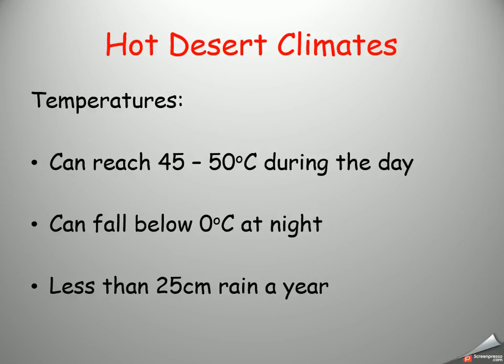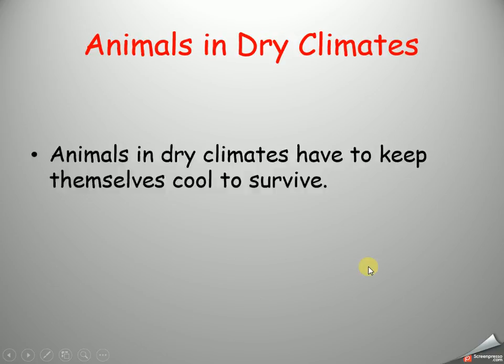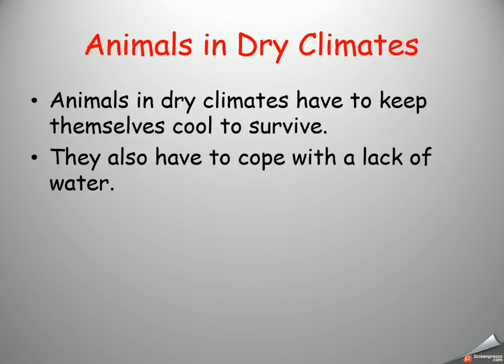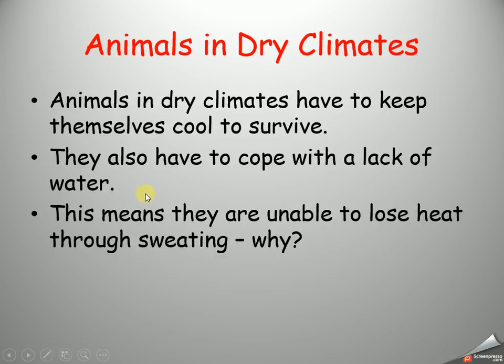Now looking at desert animals, it can get between 45 and 50 during the day. That is hot. And it falls below 0 at night, and there's less than 25 centimeters of rain a year, which is not very much at all. So they have to survive in really hot conditions, and also with a lack of water. So they have lots of different adaptations to help them. And they don't want to sweat too much because they'll lose a lot of water.